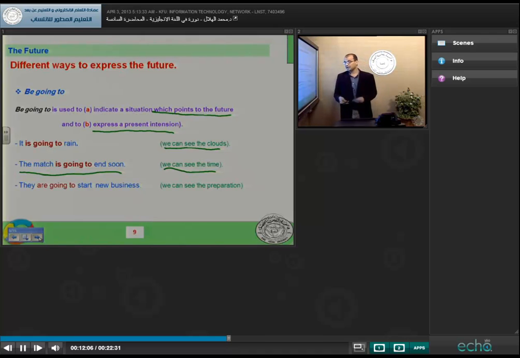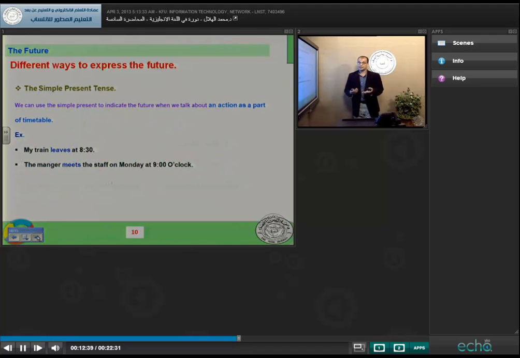They are going to start a new business. How did I know? We can see the arrangement, we can see the preparation. Probably they have built a building, they have brought some furniture, so they are starting to make business, or they are arranging for starting a new business. So basically when we use "be going to," there is an indication to the future, and there is a present intention.